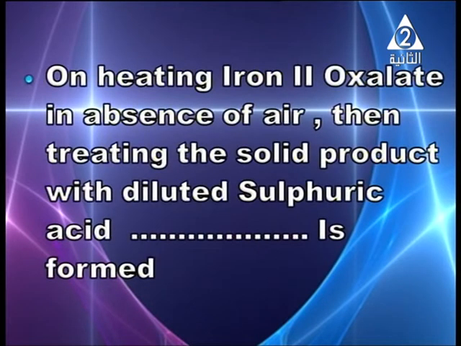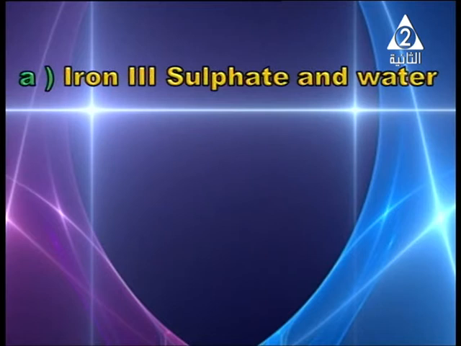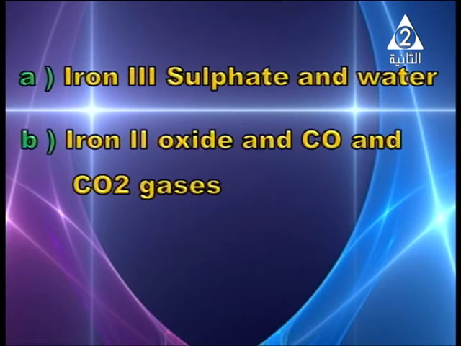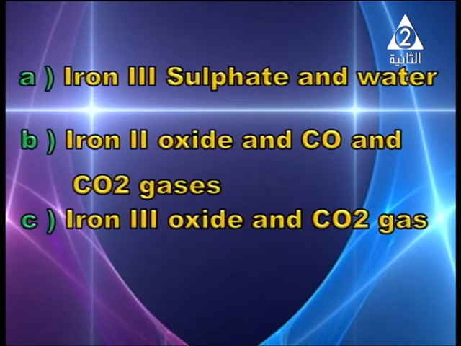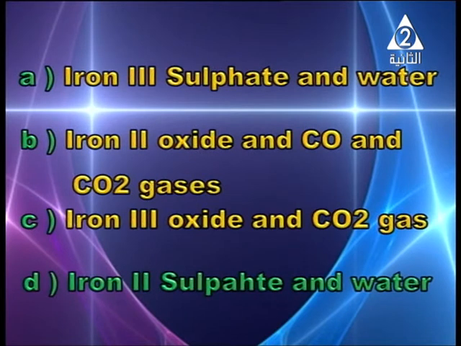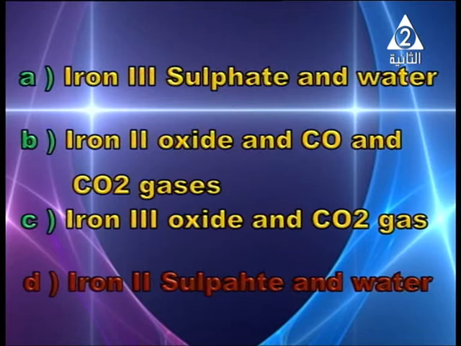On heating iron 2 oxalate in absence of air, then treating the solid product with diluted sulfuric acid, which compound is formed? Iron 2 sulfate and water, iron 2 oxide with carbon dioxide gases, iron 3 oxide and carbon dioxide gas, or iron 2 sulfate and water. When we heat iron 2 oxalate in absence of air, it decomposes thermally, giving iron 2 oxide. So when iron 2 oxide reacts with the acid, it gives iron 2 sulfate, a salt, with water.